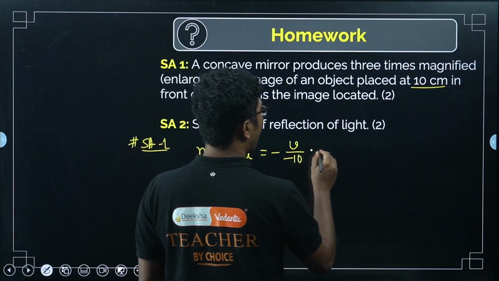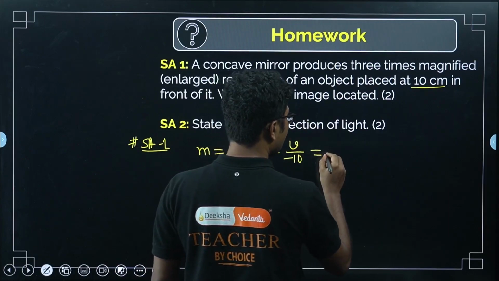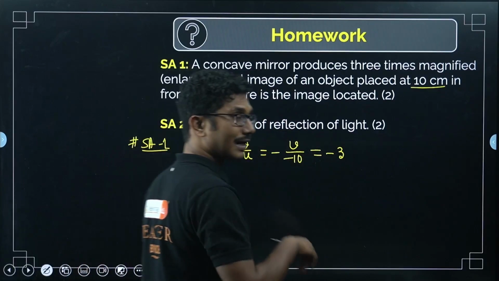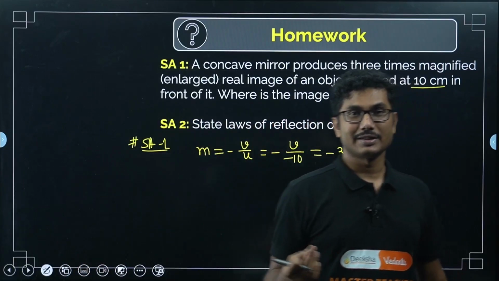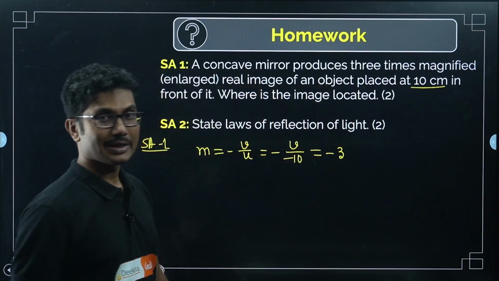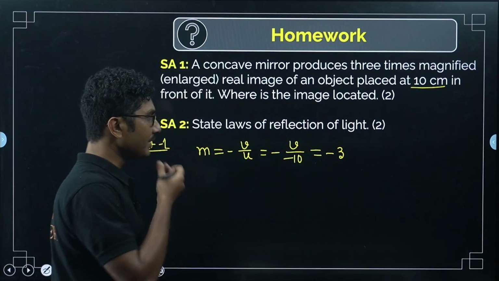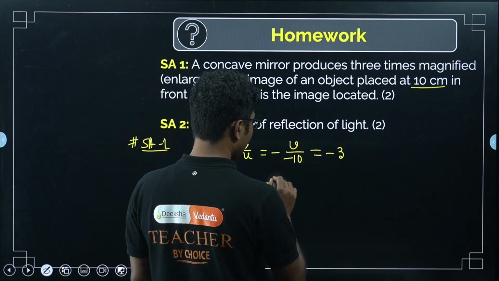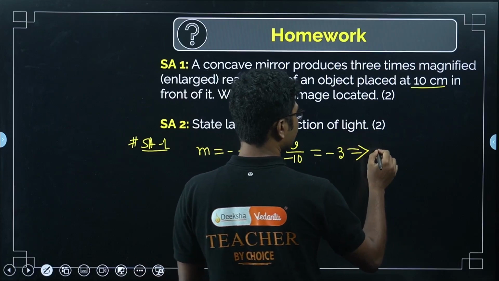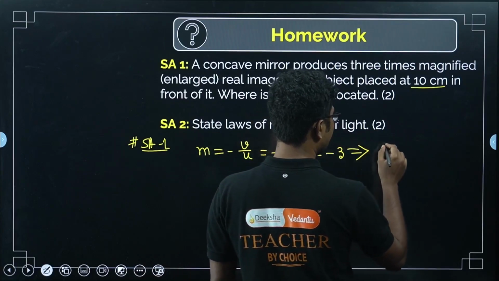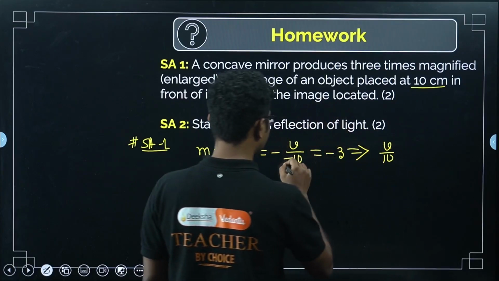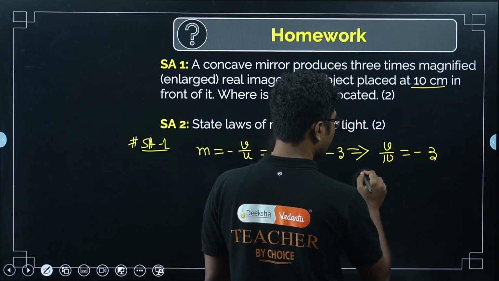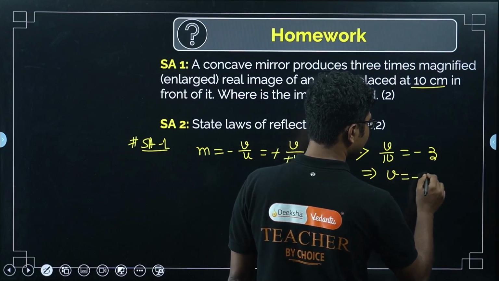Now, how many times? 3 times real image. A real image should have a negative sign. We have discussed that if the magnification is less than 0, it's a real image. If the magnification is greater than 0, it's a virtual image. Now let's calculate V from this equation. So V by 10, the minus minus cancels, equals minus 3, or V equals minus 30.